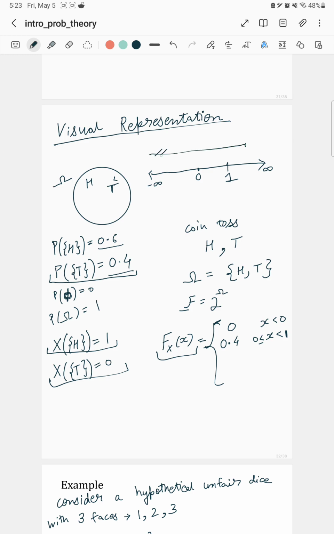Now let's take the third case, where x is greater than or equal to 1. So the Borel set would be this big. In this case, both 0 and 1 would be present in our Borel set. Hence, if you take a pre-image of such a Borel set, it would contain both heads and tails. And if we take the probability measure of this, P of heads, tails, it would give 1, as P of omega is 1. So we can denote it like this.